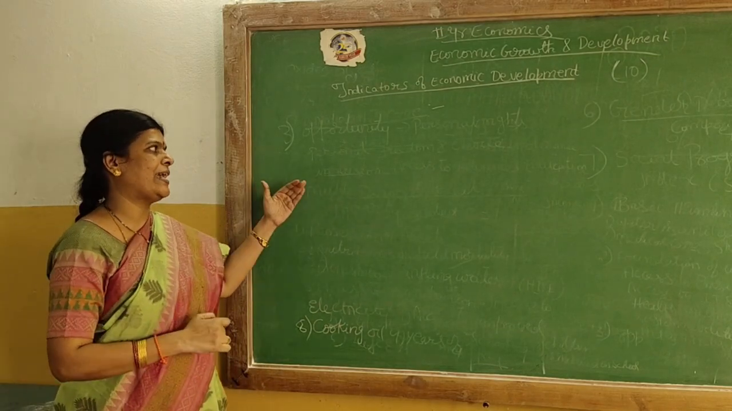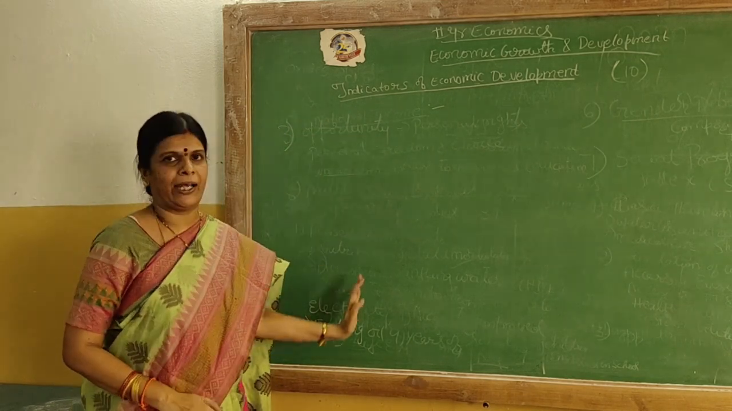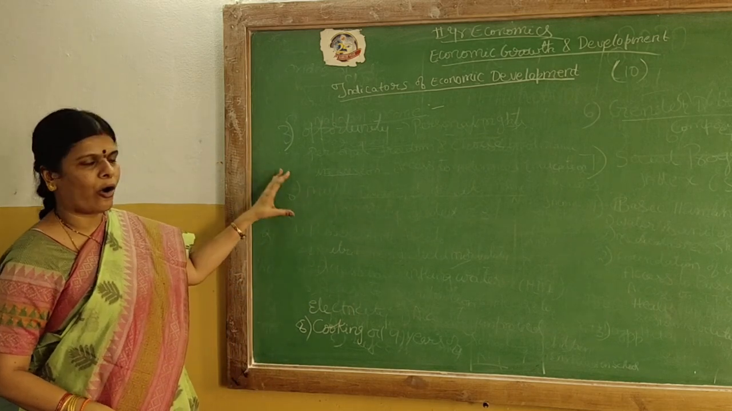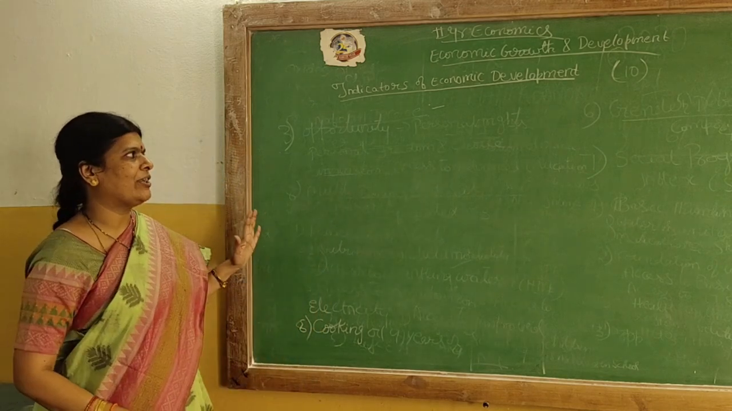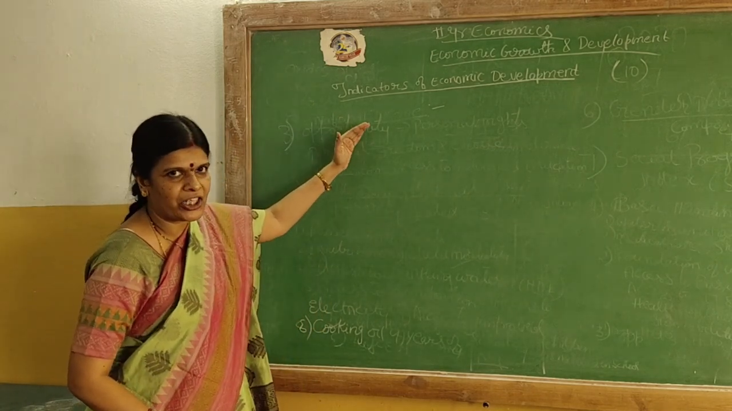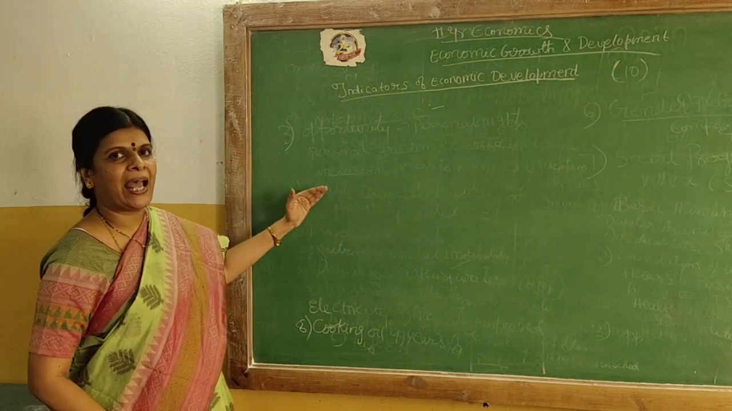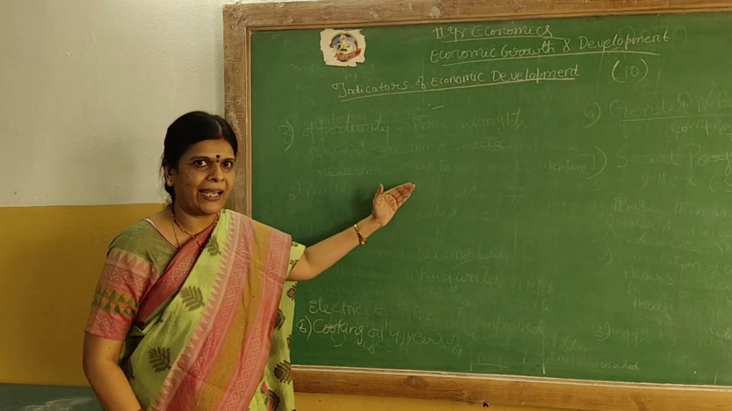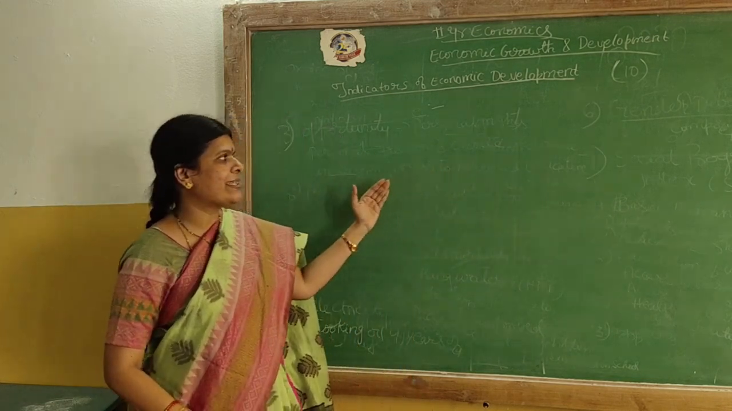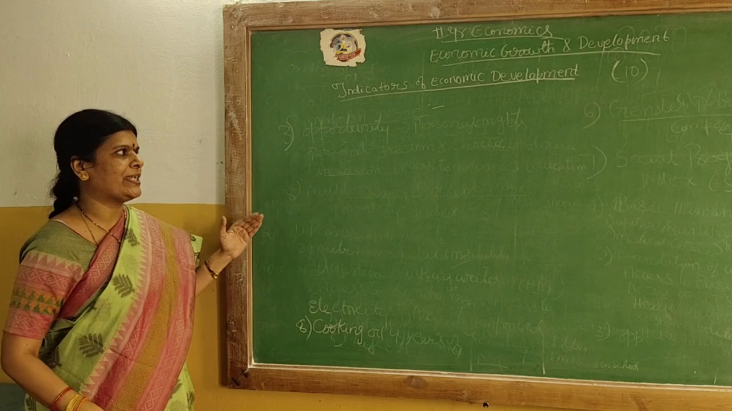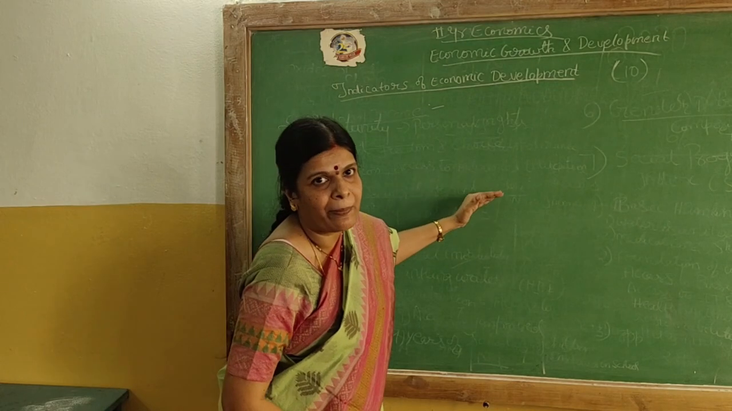What is centralization? Flow of authority from upper to lower. But the best example of decentralization is Niti Aayog. Niti Aayog is the best example of the decentralization process. What is Niti Aayog? National Institution for Transforming India.